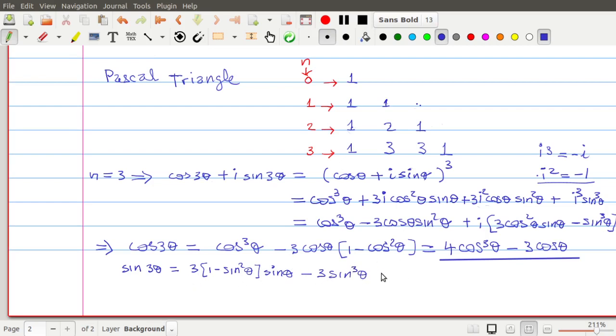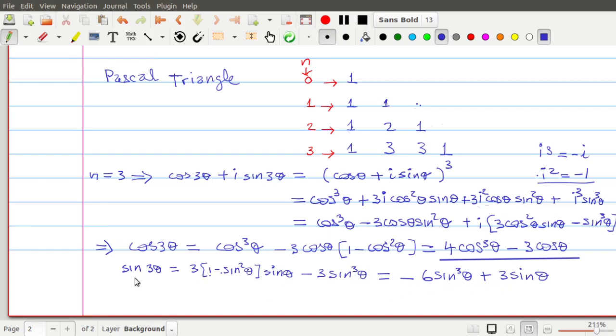So if you expand this, we obtain, okay, so this one, we have sine square sine theta is negative 3 sine cube, with this negative 3. So we have negative 3 become negative 6 sine cube theta plus 3 sine theta.